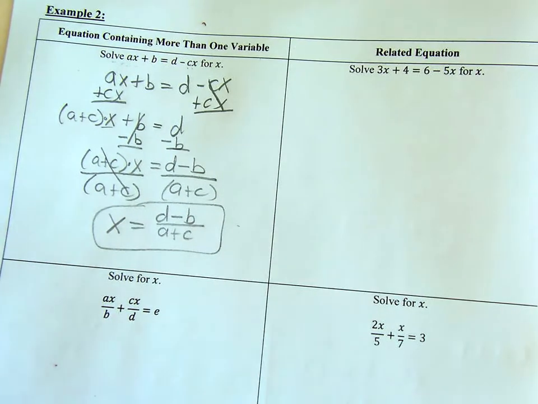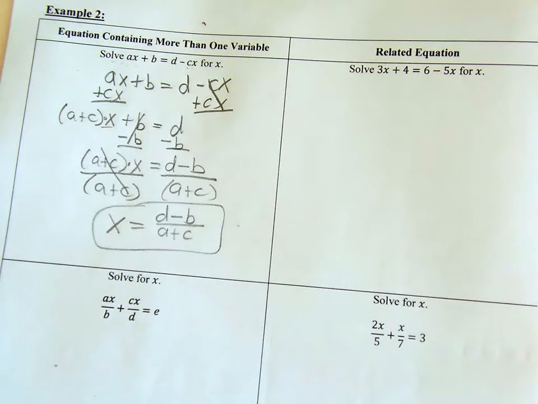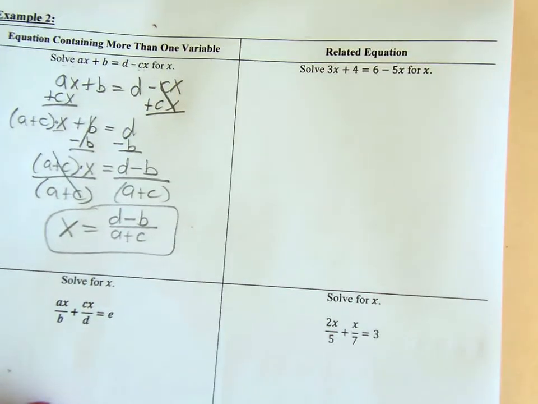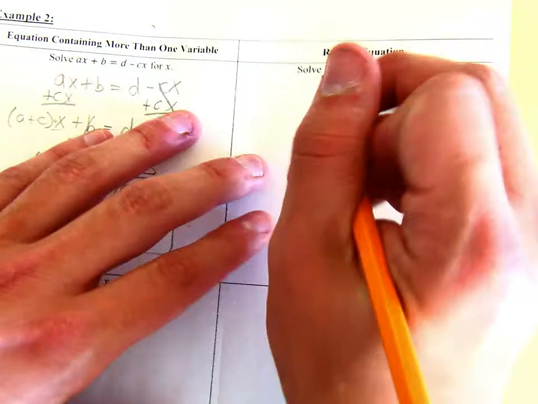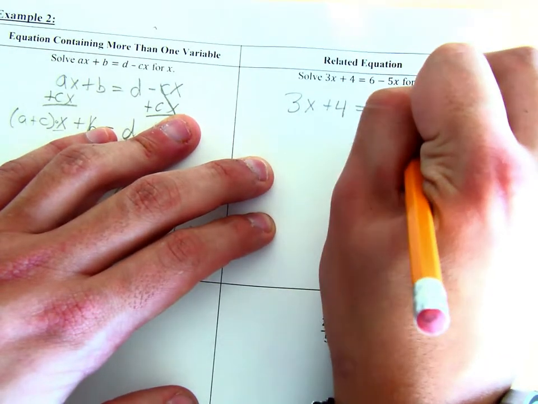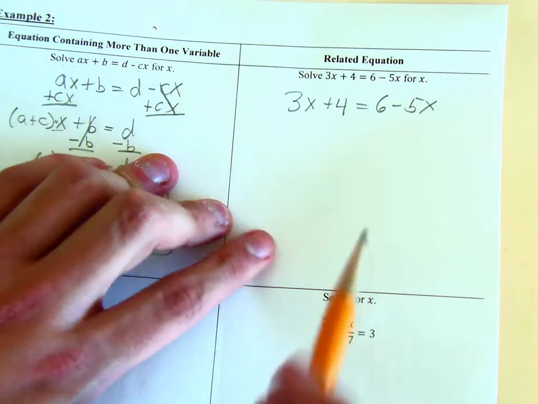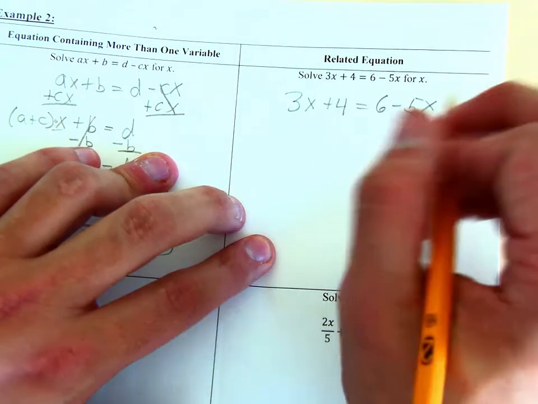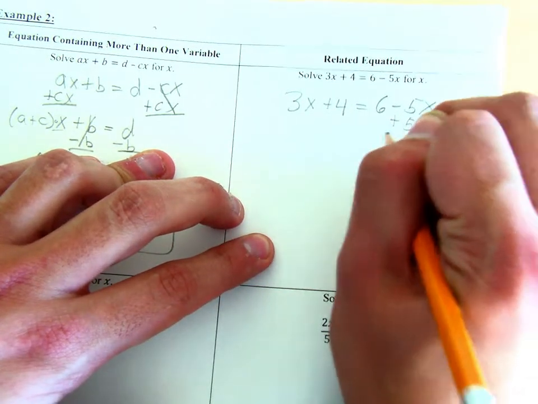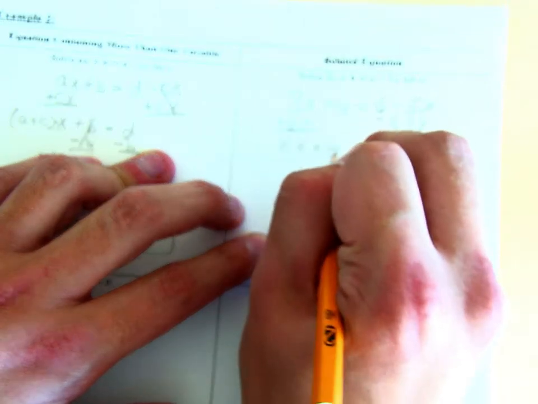Okay. Now let's look at a related equation. Now, instead of just using all letters, we're going to use numbers with x. So let's try to solve this related equation. We have 3x plus 4 is equal to 6 minus 5x. If we look at this, we have x's on both sides. So I have to get x to one side of the equal sign. So on this side, I'm going to add 5x. Add 5x. So I get 3 plus 5 is 8x plus 4 is equal to 6.